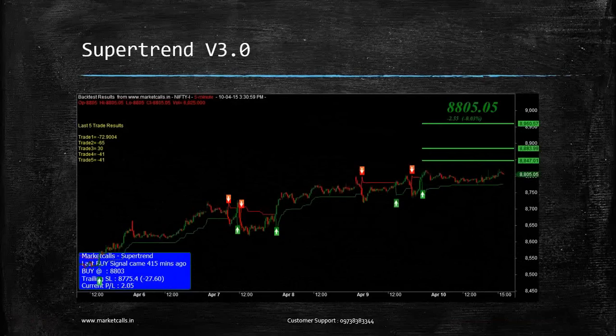So what happened in the last 5 trade results is represented in terms of number of points of either a gain or a loss. Apart from that, you can see target lines. These target lines are not for system traders anyway.